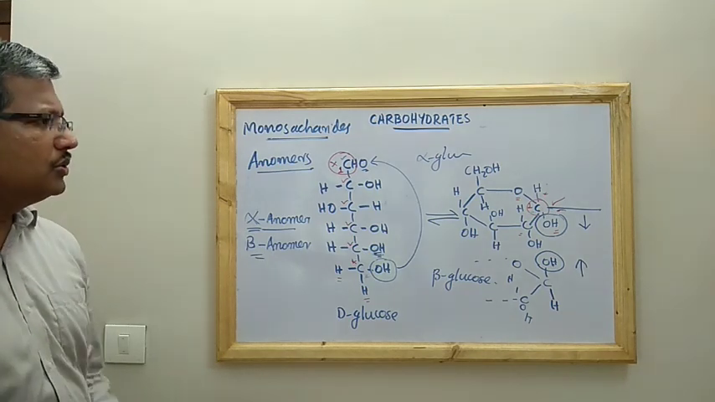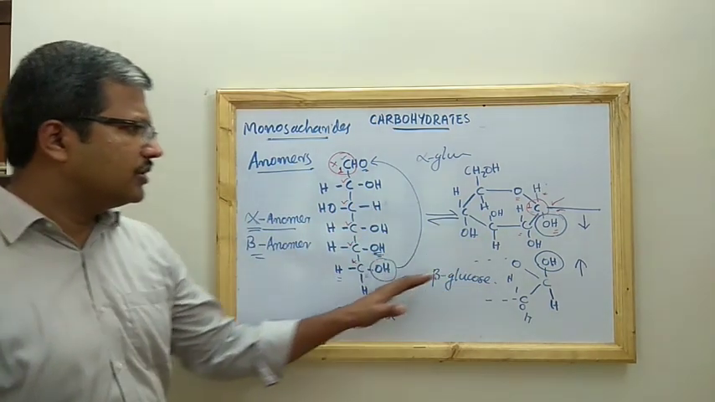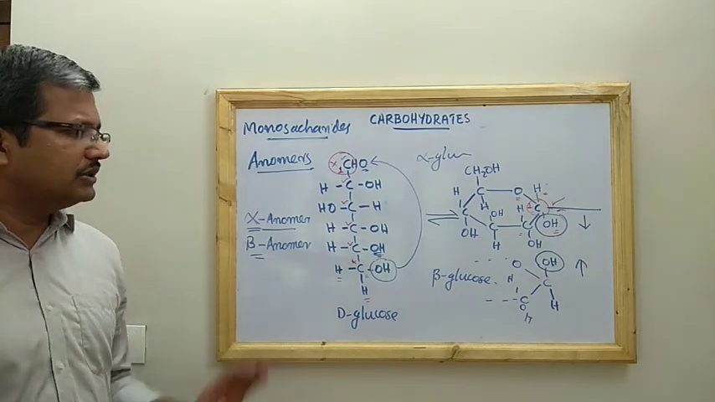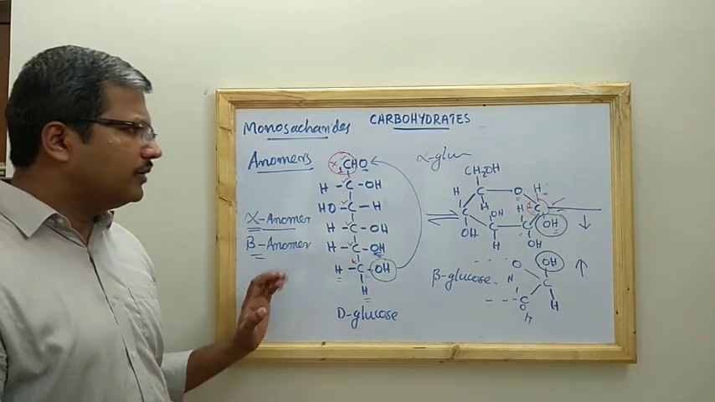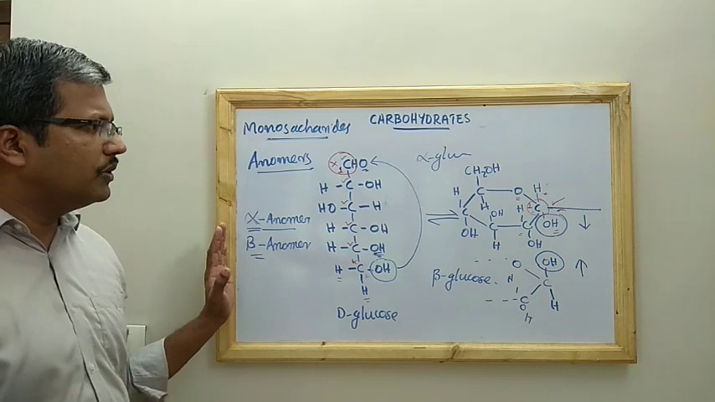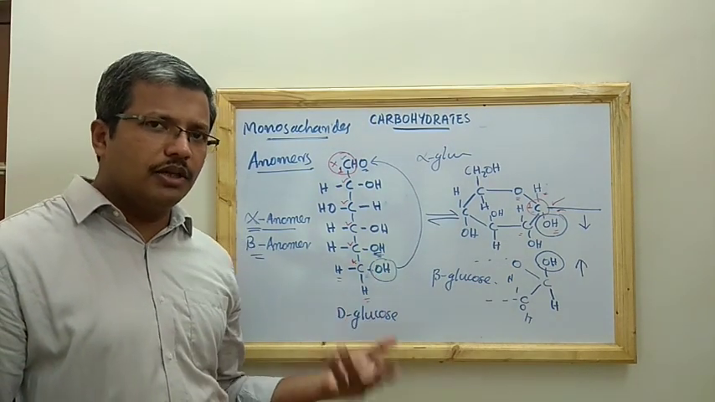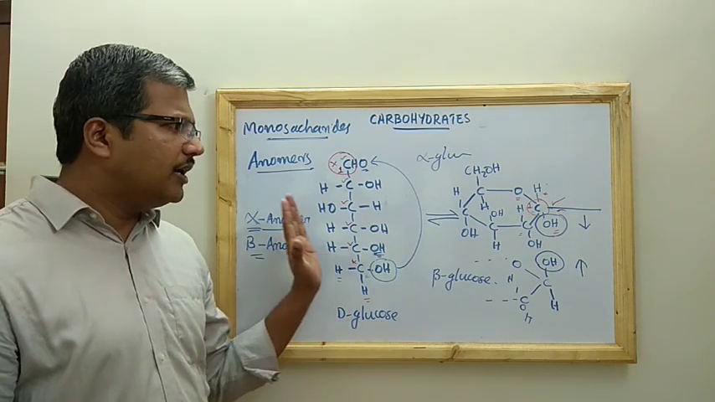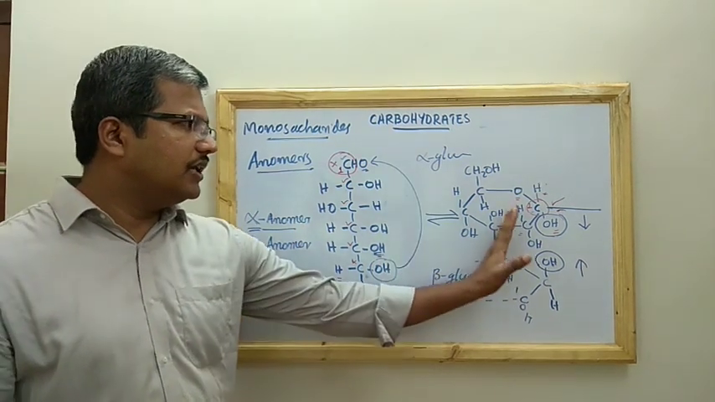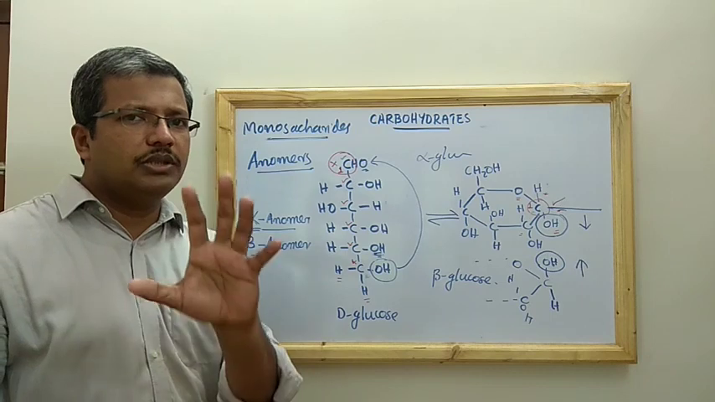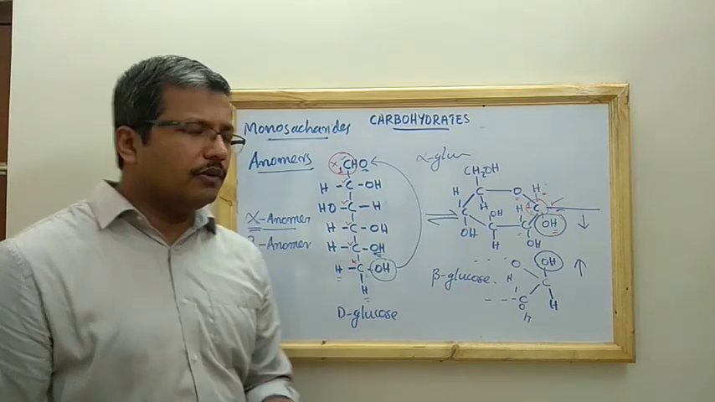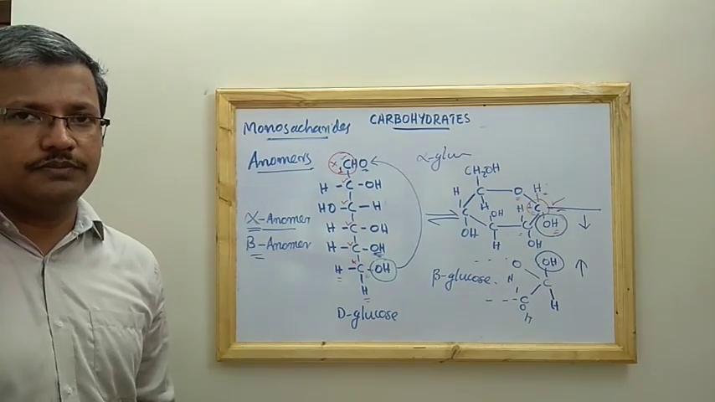If you want to see how this particular ring structure is formed, you can watch my next video. It's not related to this content, because you don't have to learn how it is formed. As per your syllabus, it is not covered. So I'm not representing anything here. I'm just representing the linear structure and ring structure just to describe what is anomer. So keep in mind what is anomers.